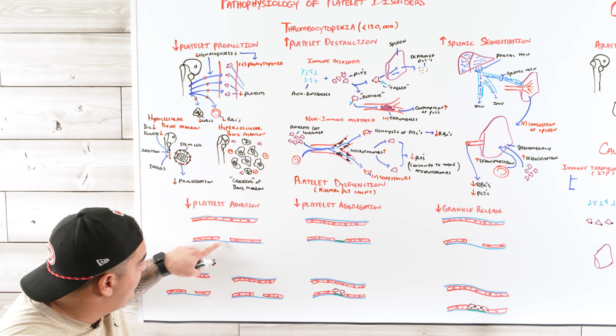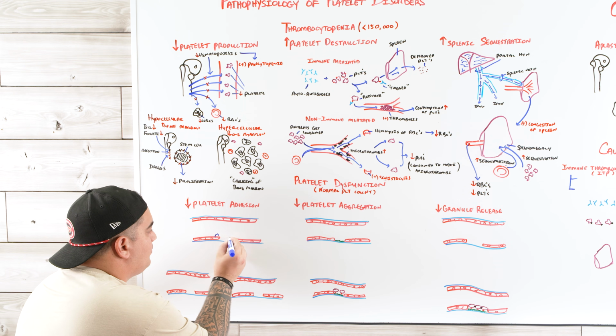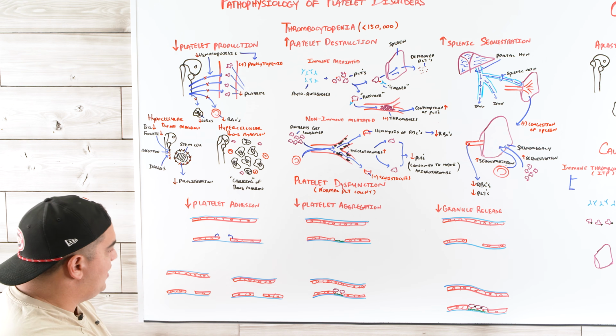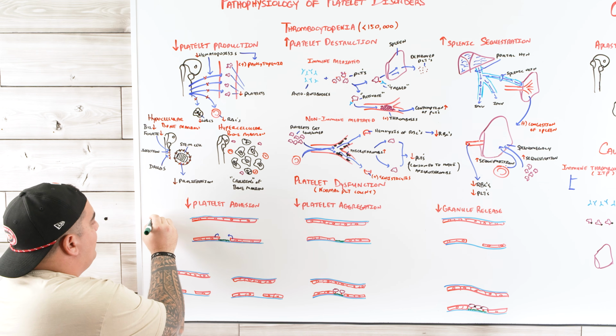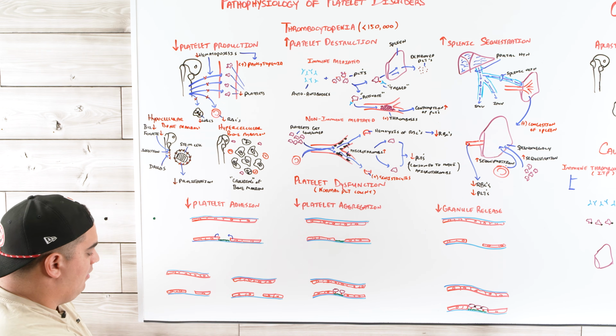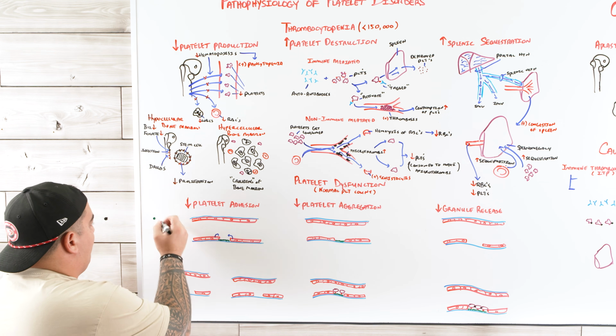When you injure these vessels, they're supposed to secrete a chemical, and that chemical that they're supposed to secrete, which we're going to represent here in green, is called von Willebrand factor. So that green is going to indicate von Willebrand factor. So this is our von Willebrand factor.